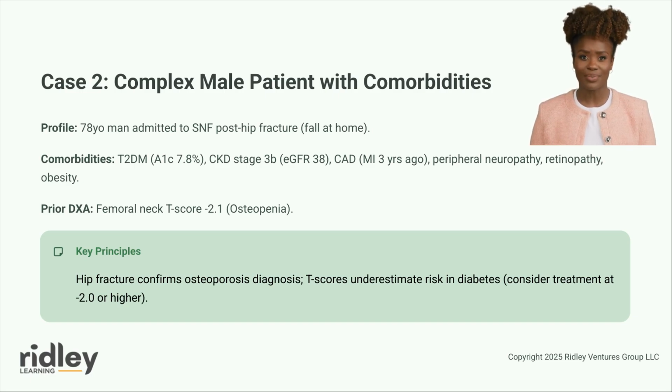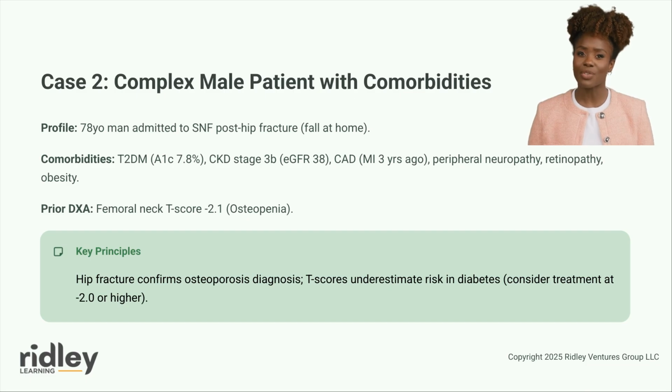Prior to his fracture, he was independent in all activities of daily living, ambulating without assistive device. DXA performed 6 months prior to his fracture revealed femoral neck T-score of -2.1, which by standard criteria would be classified as osteopenia. This case illustrates several important principles regarding osteoporosis management in complex patients.